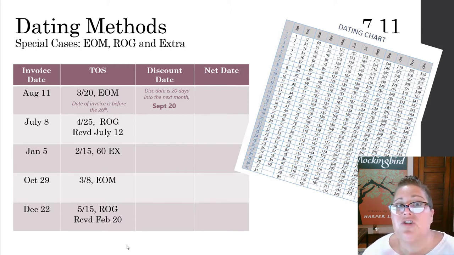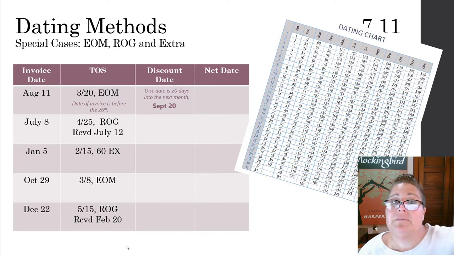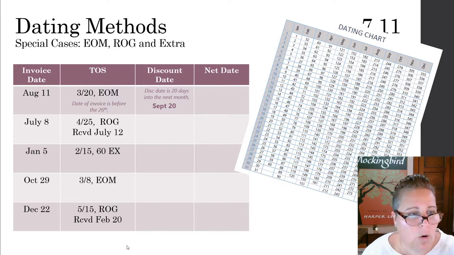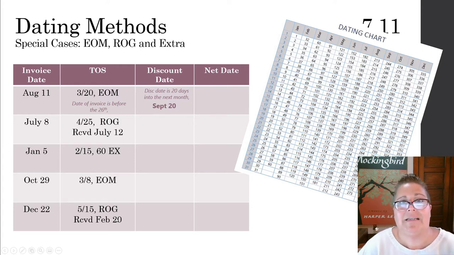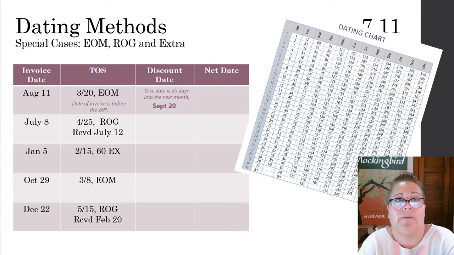The terms of sale don't say anything about the net. They don't say anything about the net date because for these special cases where there's no N in here, the net date is always 20 days from the discount. So I need to do 20 days from September 20th.